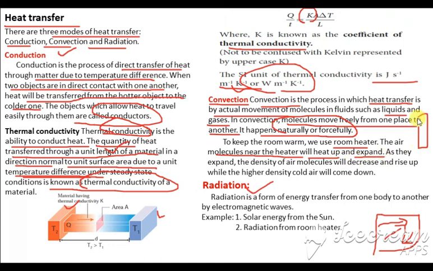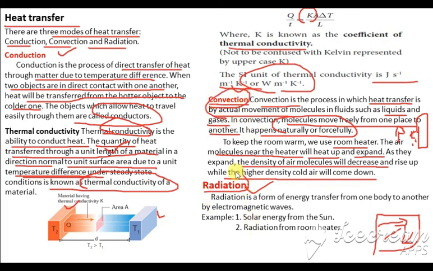Suppose there is a room heater: the air molecules near it get heated and expand. Then the density will decrease and the air rises up, while the higher density cold air sinks. So the cold air has increased density. Okay, so this process is convection.